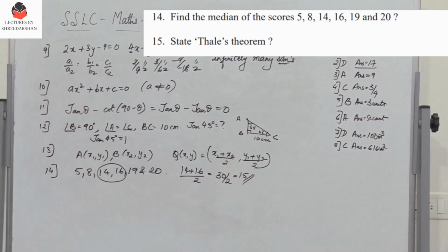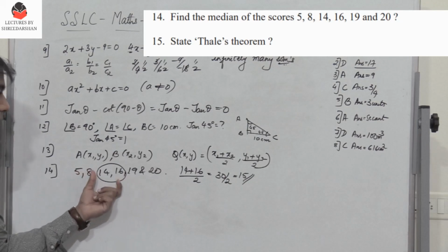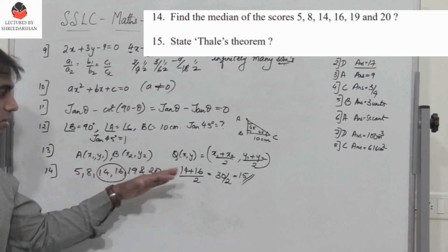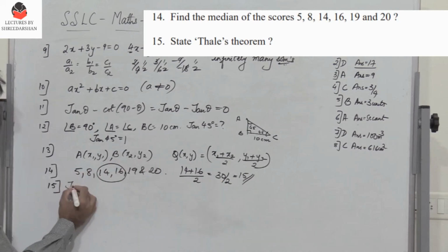If you have an odd number of terms, then of course the middle value will be the median. But since you have an even number, you take the two middle terms, take the average, and you get the value, which is 15.